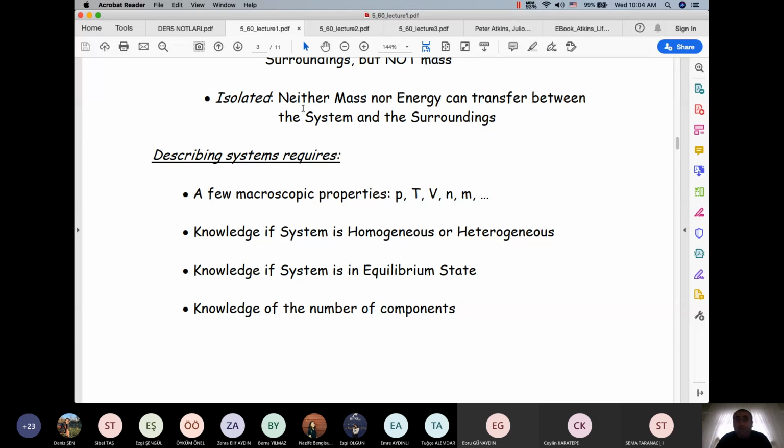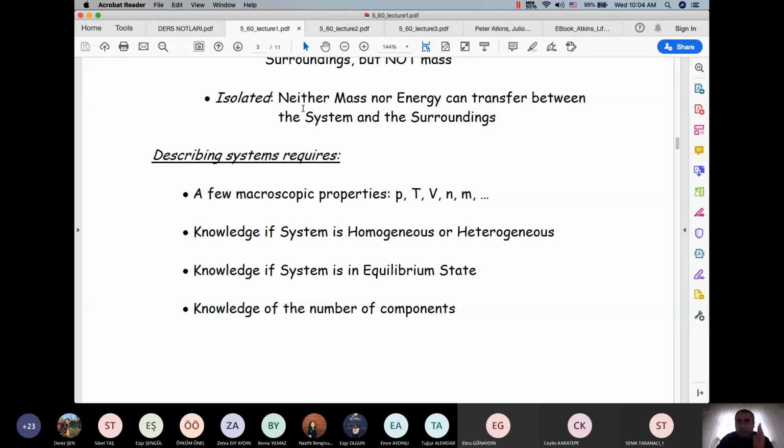Second point is whether the system is homogeneous or heterogeneous. So we mostly deal with homogeneous systems. That's why it is very important, because when you want to define the system, you want any property to be the same all over the system, not different in different parts of the system.